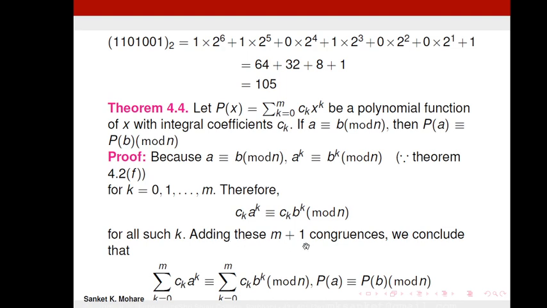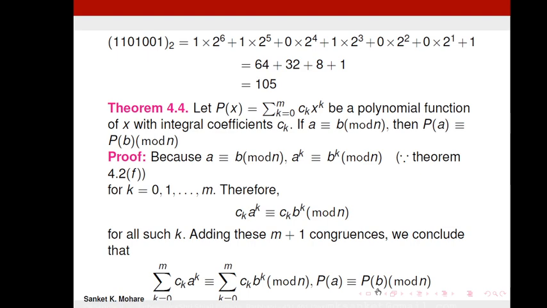So adding these m plus 1 congruences, we conclude that the sum over k equals 0 to m of ck a to the power k is congruent to the sum over k equals 0 to m of ck b to the power k modulo n. But the sum of ck x to the power k is what? P of x. So therefore P of a is the summation k varies from 0 to m of ck a to the power k. So the value of this sum is P of a. Similarly, the value of this sum is P of b. So P of a is congruent to P of b modulo n.